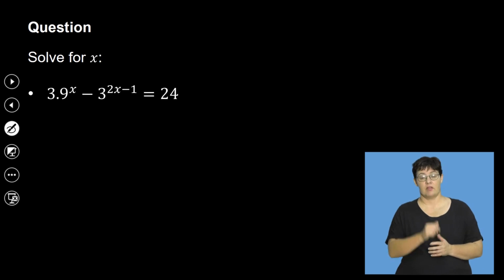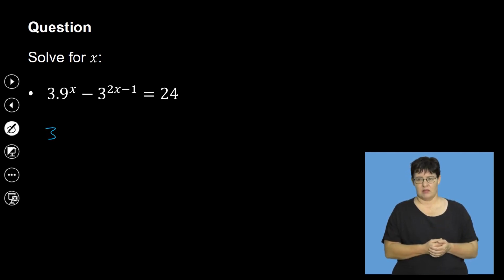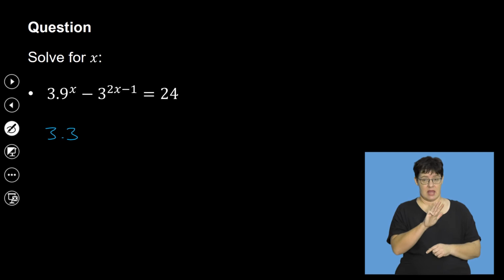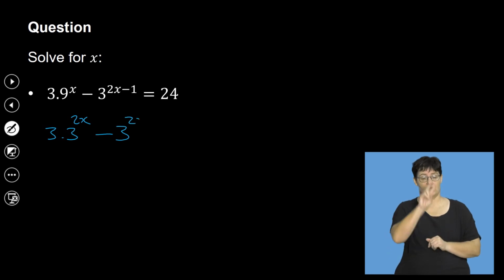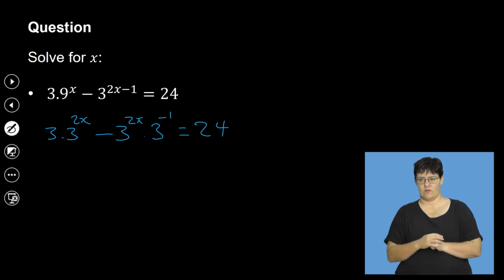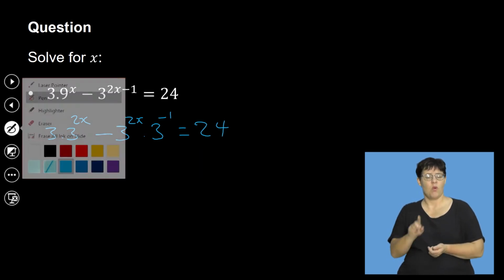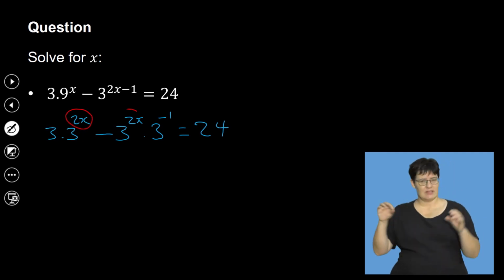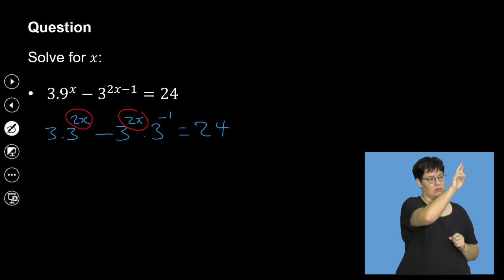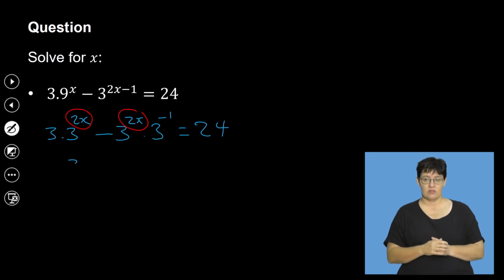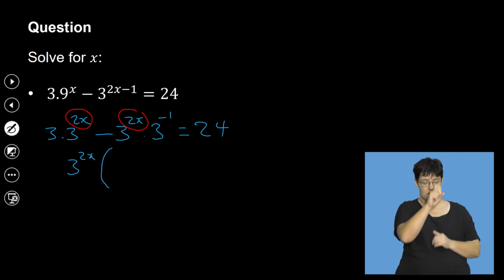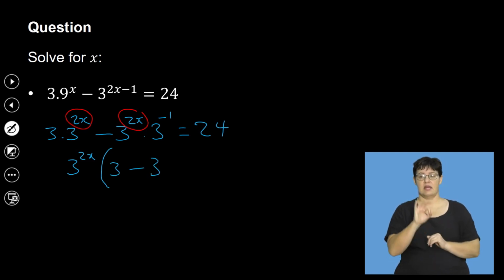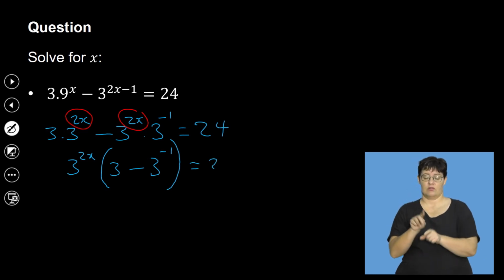And then we look at this one here. Firstly, let's simplify everything. It's going to be 3 multiplied by 3 to the exponent of 2x minus 3 to the exponent of 2x times 3 to the exponent of minus 1 equals to 24. Why am I not changing the 24? Because you can see that I have this exponent and that exponent, and they are the same. So it means there's a common factor here. So it will be 3 to the exponent of 2x into 3 minus 3 to the exponent of minus 1 equal to 24.